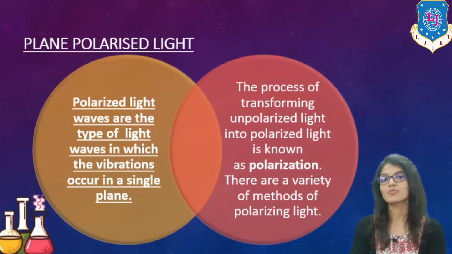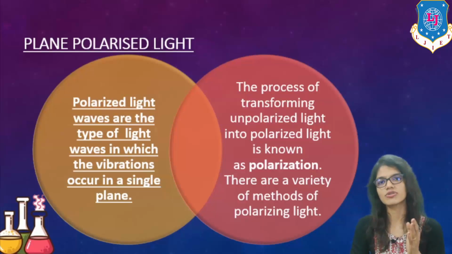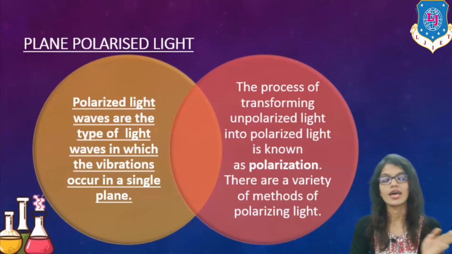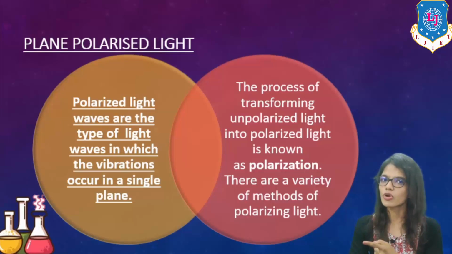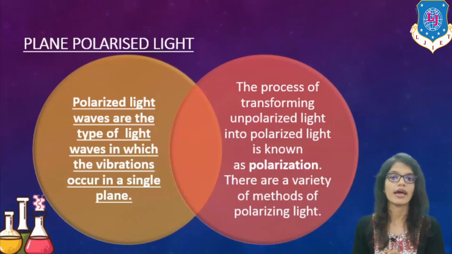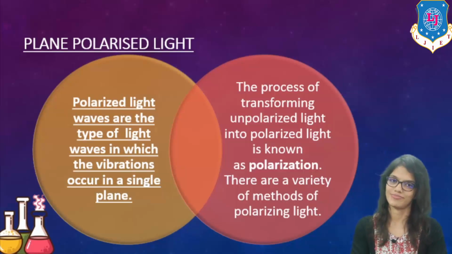Now, the next point is plane polarized light. What do we understand by this? Polarized light waves are the type of light waves in which the vibrations occur in a single direction, and this is known as plane polarized light. The process of transforming unpolarized light to polarized light is known as polarization. For that we will use different kinds of compounds like polarizers, which we will see in our next session. Thank you everyone.